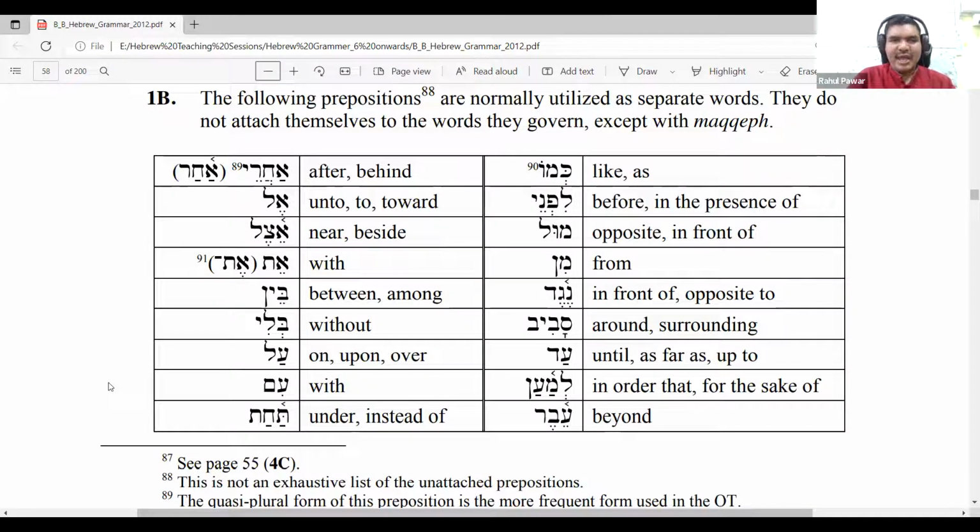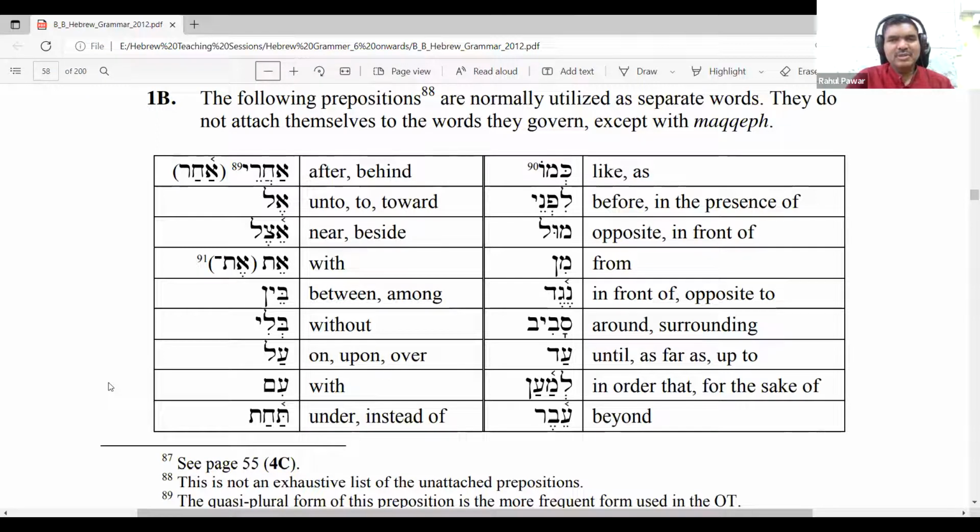Akhre. El: unto, to, towards. Then etsel. Meaning only I will tell; you have to say after me only the Hebrew word. Etsel means near, beside. Et: with. Ben: between, among. Bli, or you can say beli also: without. Then al: on, upon, over.